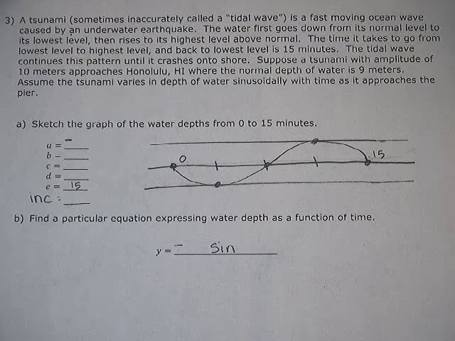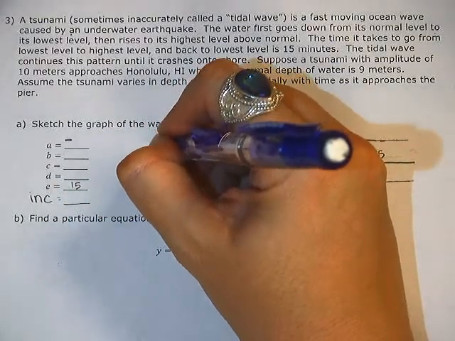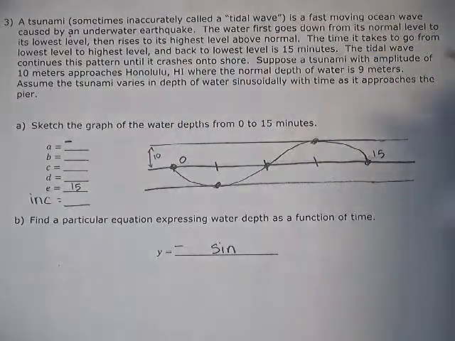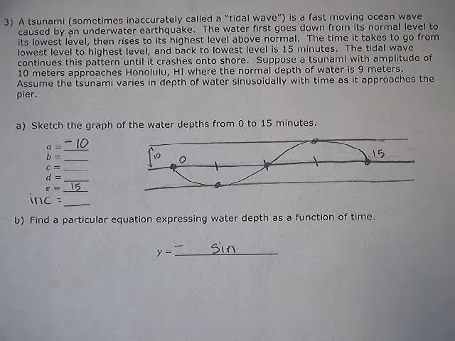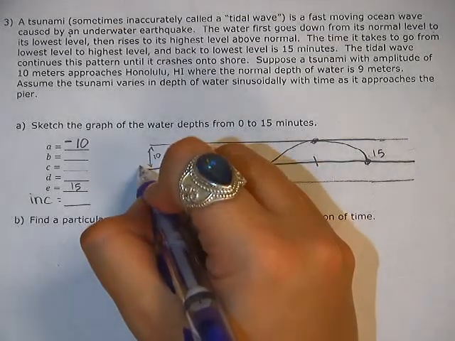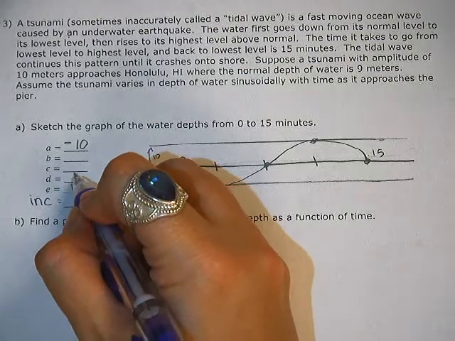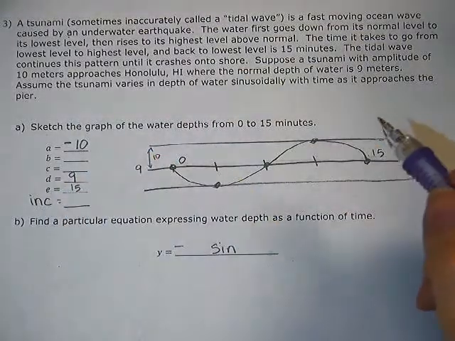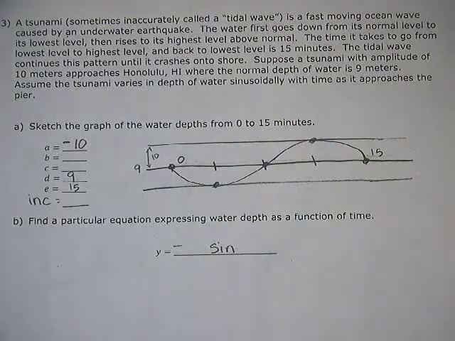Suppose a tidal wave with an amplitude of 10, amplitude means this distance is 10, so that's my A value, approaches Honolulu where the normal water depth is 9. Well, the normal water depth is the middle one, and I know that's also D, so I'm going to write it down. And that's all the information in my problem.